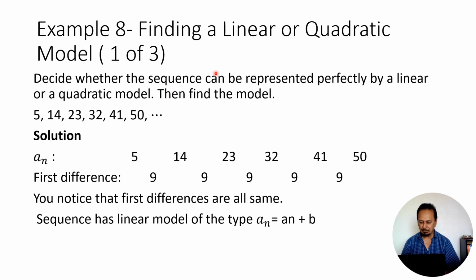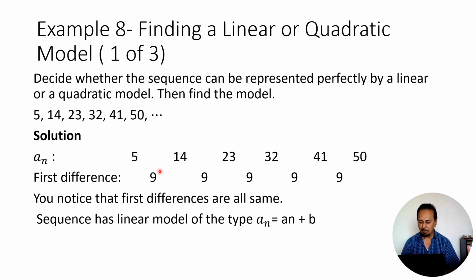Here is example 8. This is a sequence given to us: 5, 14, 23, 32, 41, 50. We're going to decide whether this sequence can be represented perfectly by a linear model or a quadratic model, and then we have to find the model. So let's start with it.